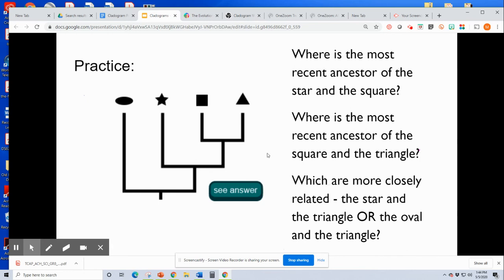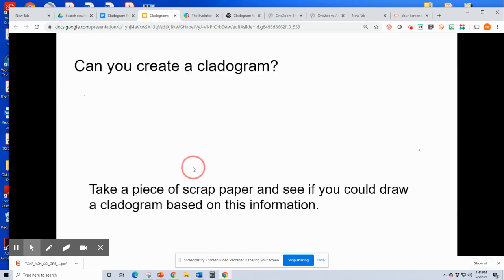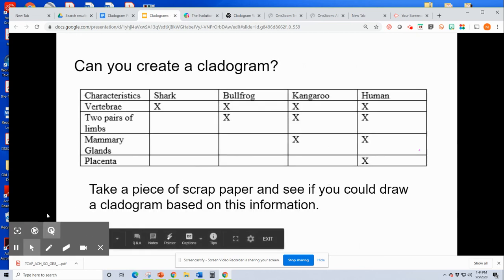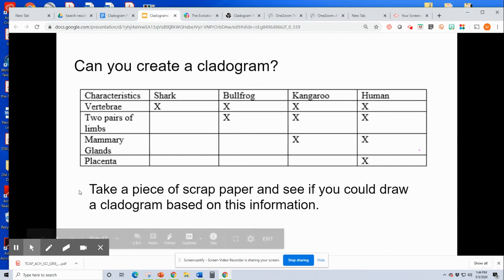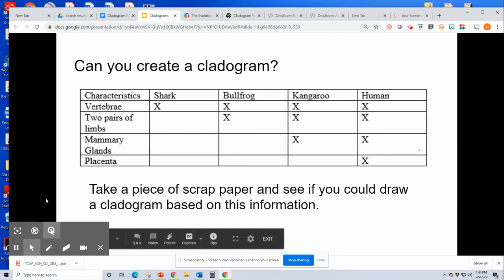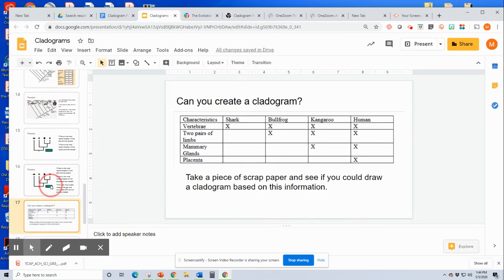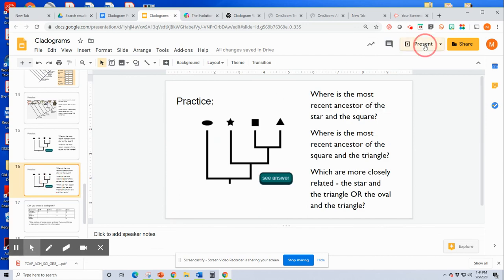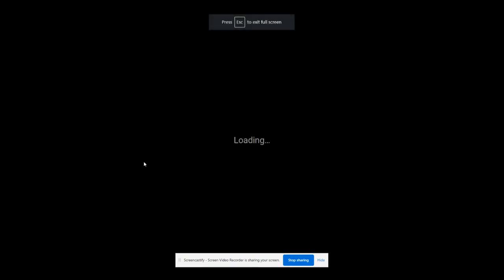Where's the most recent ancestor of the star and the square? Here's the star. Okay, I can go to right there, and here's the square. I just got to come all the way down. Oops, sorry. Oh, it's being mean, guys. Let me exit out and go back there. There we go. All right. I couldn't see it underneath that stuff.